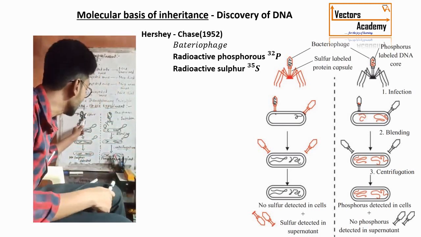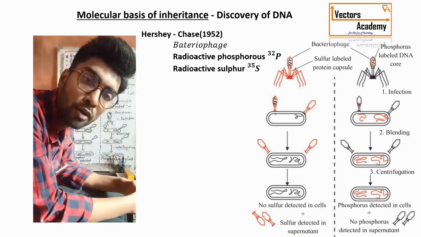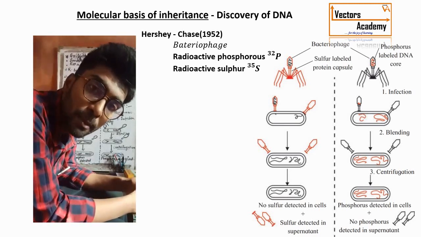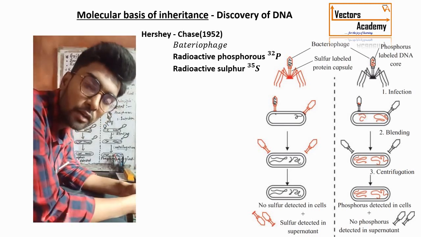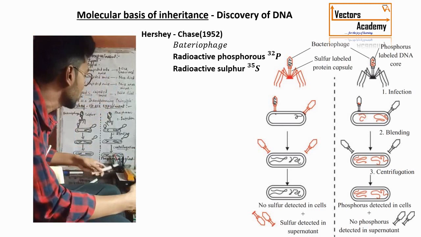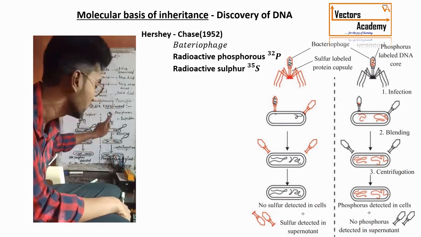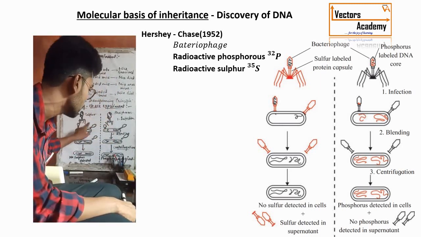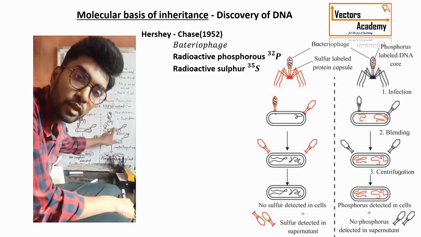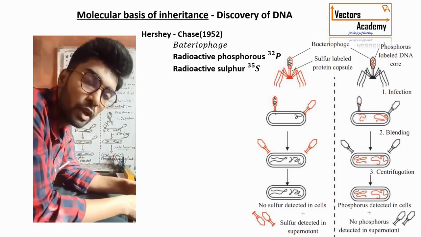Whereas the viruses which were grown in the radioactive sulfur medium contain radioactive proteins but not radioactive DNA. Why are radioactive proteins present? Because proteins are made up of sulfur, and DNA does not contain sulfur. Right? Okay. So viruses grown in the phosphorus medium contain radioactive DNA but not radioactive protein, and viruses grown in the sulfur medium contain radioactive protein but not radioactive DNA. Why is radioactive phosphorus present? Because DNA is made up of phosphorus. Why are radioactive proteins present? Because proteins are made up of sulfur.